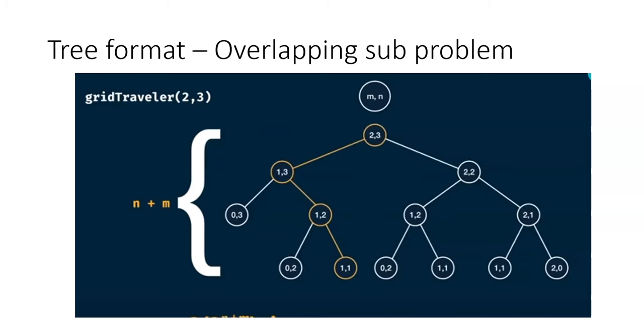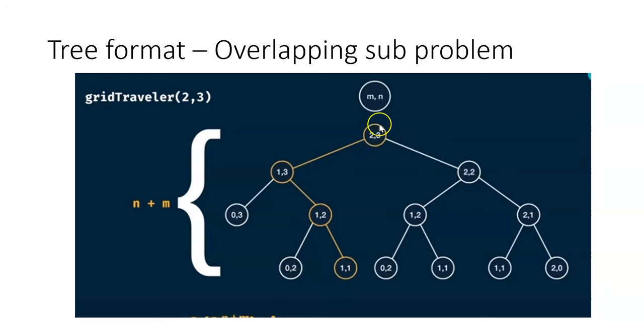So let's look at this. Here, what is the overlapping subproblem? When you look at 2, 3, from 2, 3, there are two ways you can move. Either you can go to 1, 3, which is going down, or you can go to 2, 2, which is going right. From 1, 3, you can go to 0, 3, which is an invalid location. We ignore it. Or from 1, 3, you can come to 1, 2, which is here. From 1, 2, you can go to 0, 2 or 1, 1. So there is one valid path here.